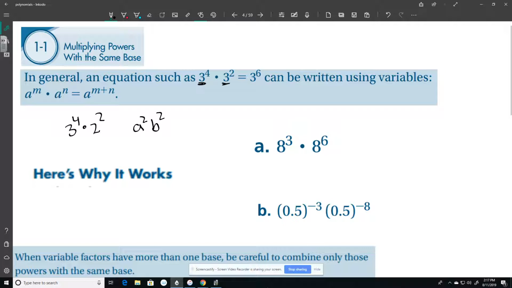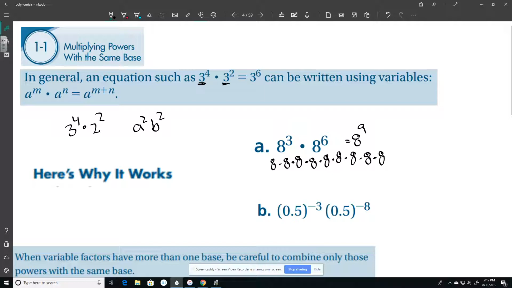They're different. And it bothers me for you to not know why it works. So here's why it works in this example. 8 to the 3rd power times 8 to the 6th. Remember, 8 to the 3rd power, or 8 cubed, is just 8 times 8 times 8. And then I'm just multiplying 8 to the 6th power, which is 6 more 8s. So 1, 2, 3, 4, 5, 6. So really, when I'm multiplying all of this together, I'm actually just multiplying 9 8s together. So that is equal to 8 to the 9th power.